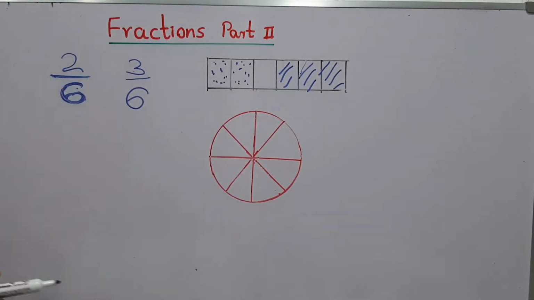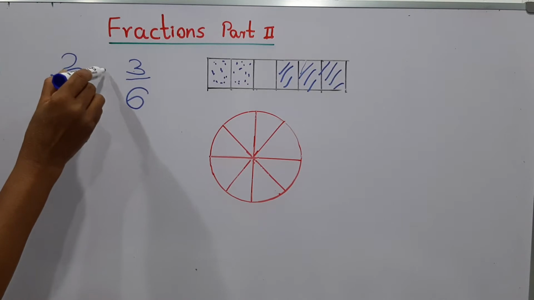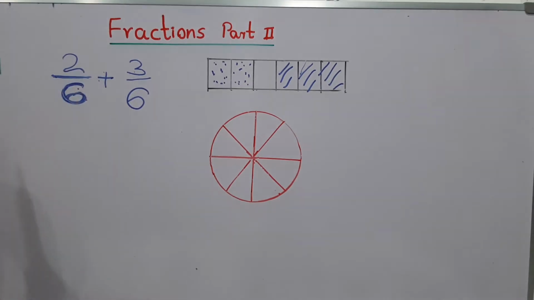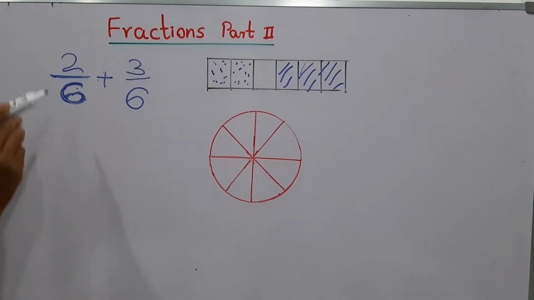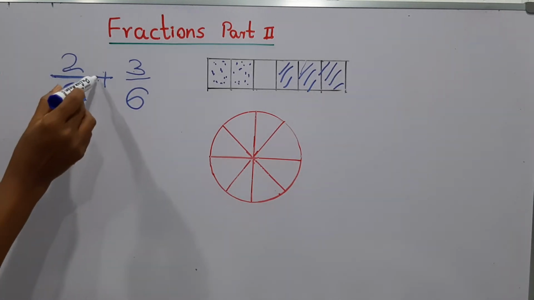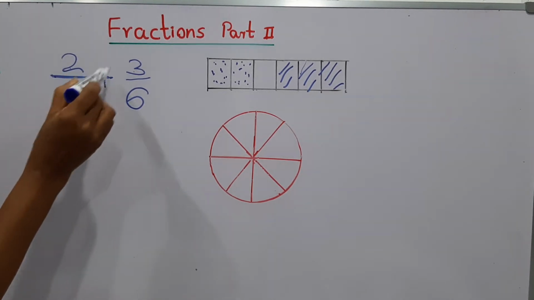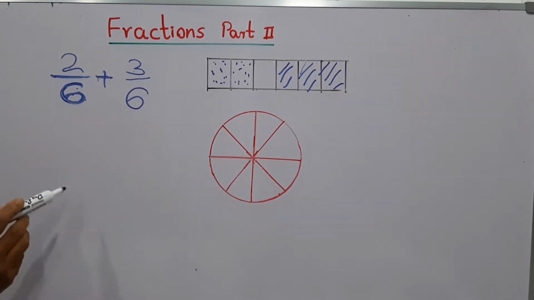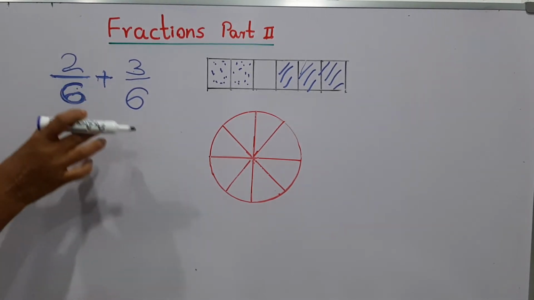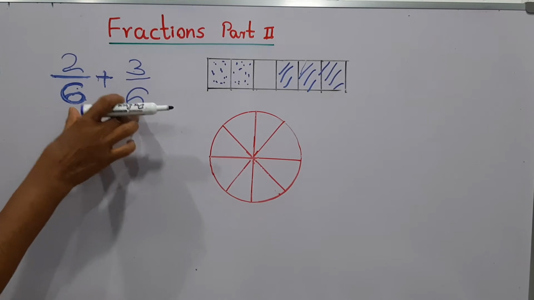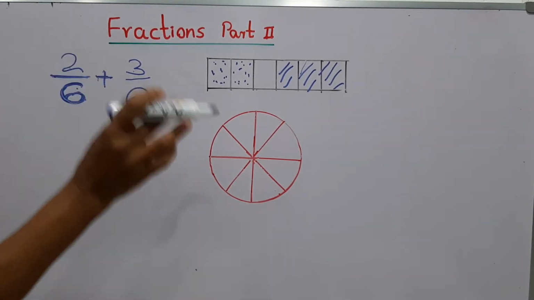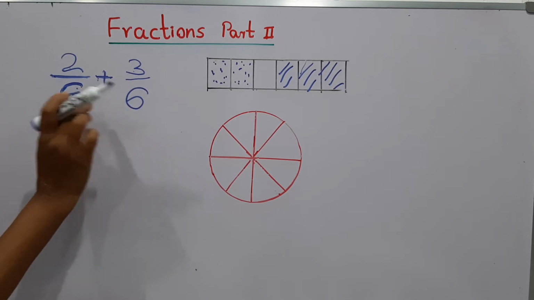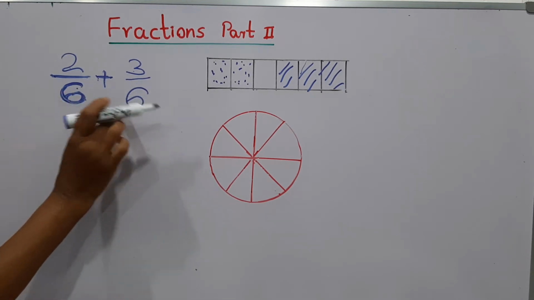Now what I am going to do is, today I am going to add these two fractions together, right? 2 sixths plus 3 sixths. Now we will see what we are going to do. Before we add, we have to check the denominator. If the denominator is same, that is very easy for us. See, the denominator is same, number 6.